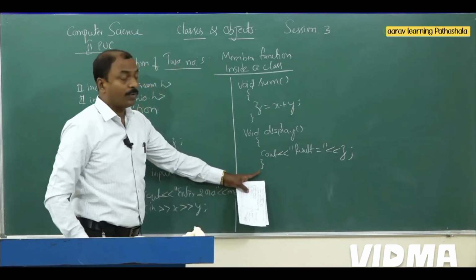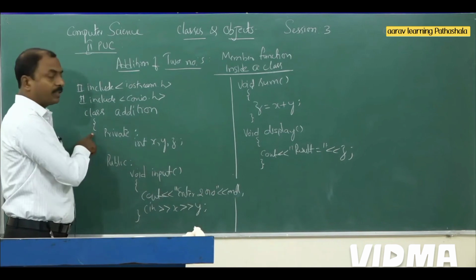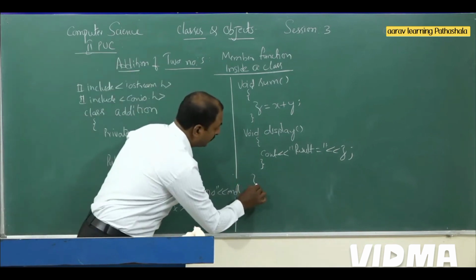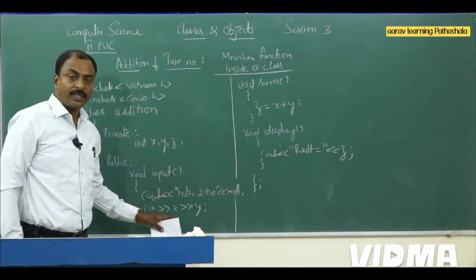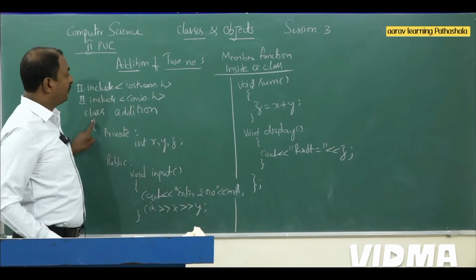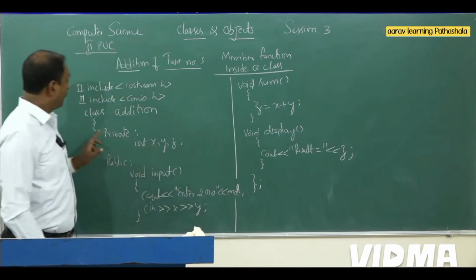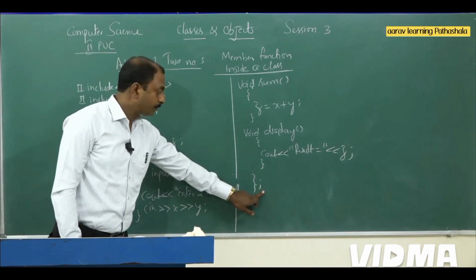Next, what is the next step here? The next line is we are supposed to close this class here. So this class I am closing here along with the semicolon. See, this is what we have learned and explained in my previous session. We defined the class here, opening the bracket here and closing at the end along with a semicolon.